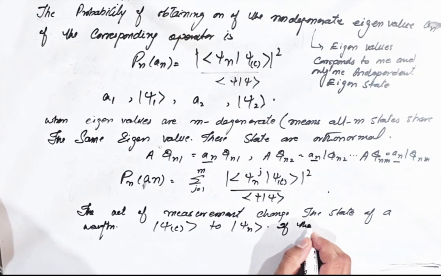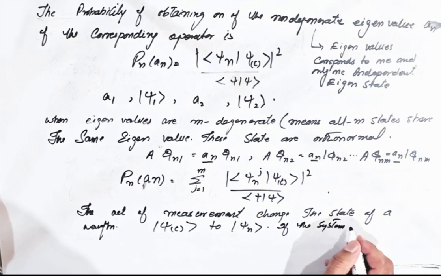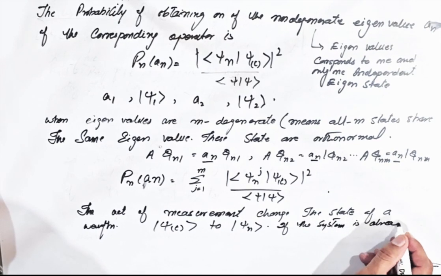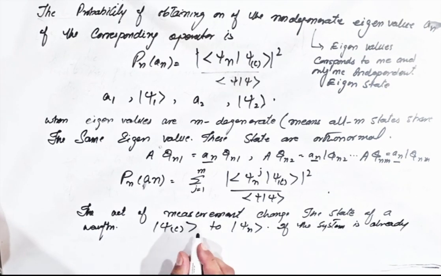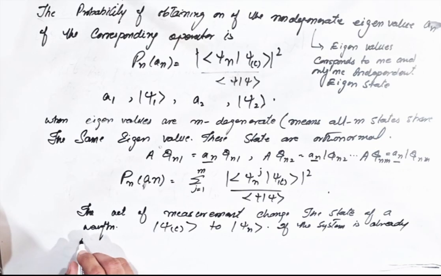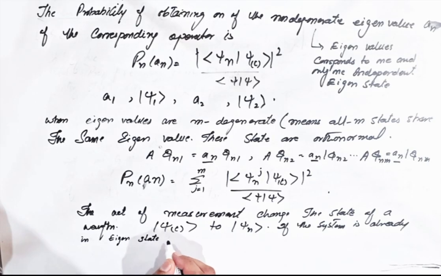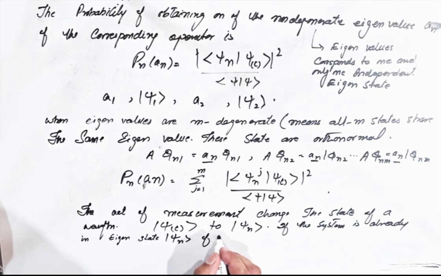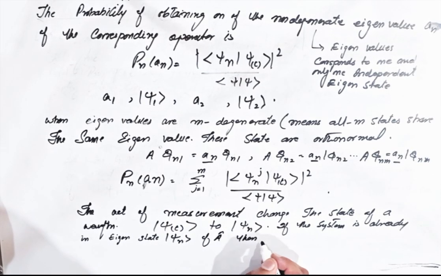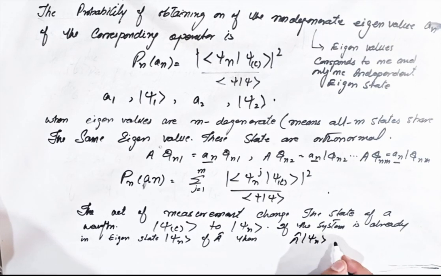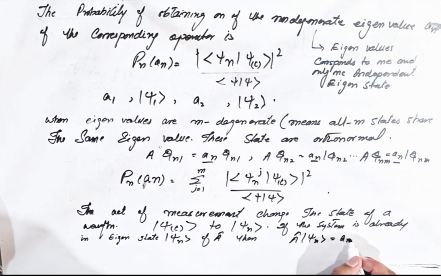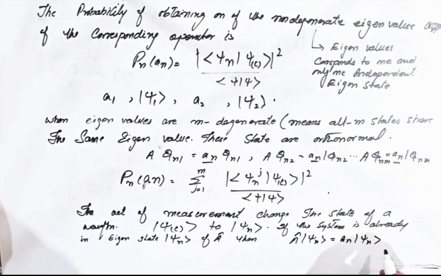If the system is already in eigenstate psi n of operator A, then A psi n is equal to A n psi n.